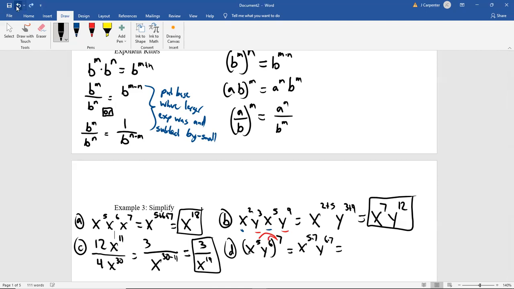That looks like 6 times 7. 5 times 7 being 35, so x to the 35th. 6 times 7 is 42, so y to the 42nd. And we have our answer. We cannot do anything else with that since those are not like bases. And they're a little spaced apart, but that is still a product.